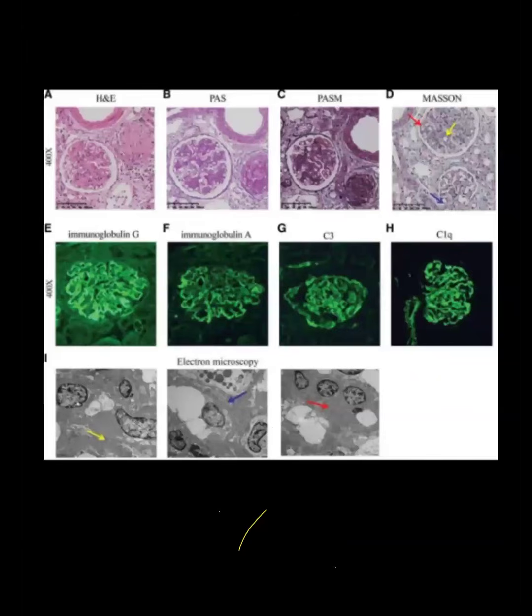We have three pillars for diagnosis. We have light microscopy, we have immunofluorescence, as well as electron microscopy. So there are three pillars of diagnosis. With the help of these three, we are diagnosing different diseases in histopathology.